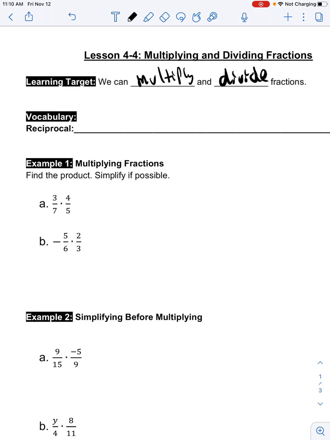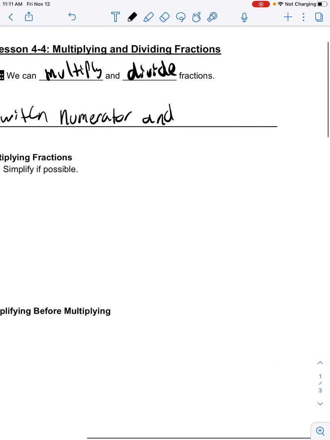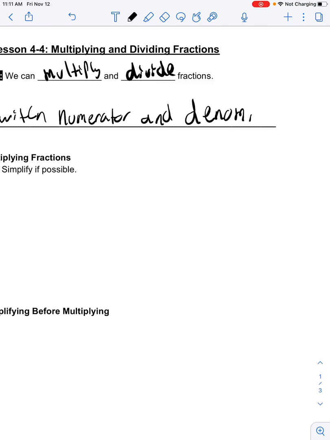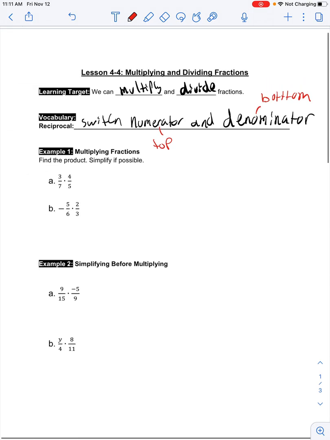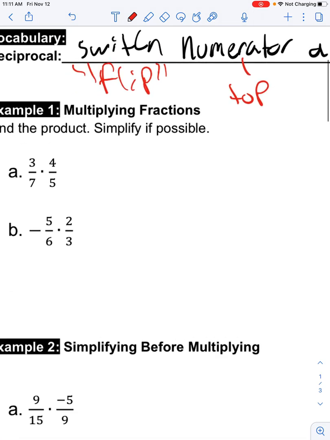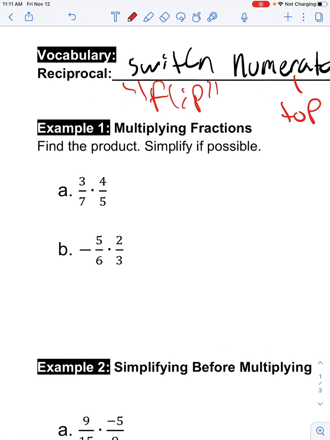We can multiply and divide fractions. Now, in order to divide fractions, you need to know what the reciprocal is, which means we switch the numerator and denominator. So if you remember, the numerator is the top and the denominator is the bottom. So when I say switch, it's like we want to flip them. That helps you.